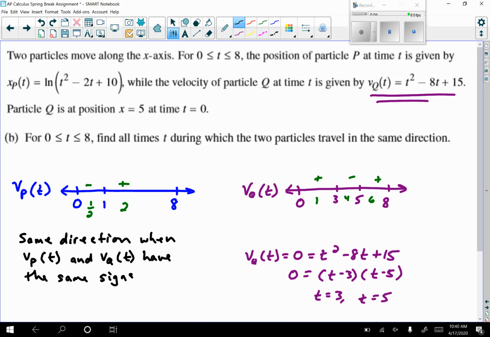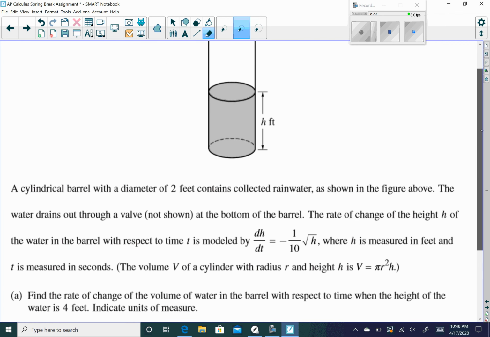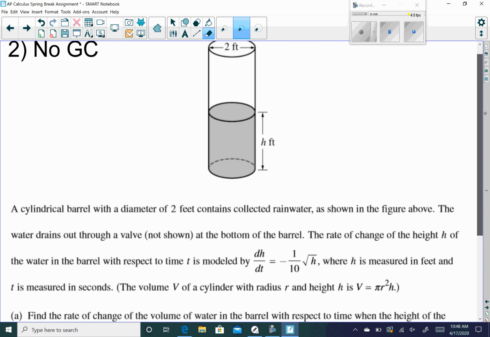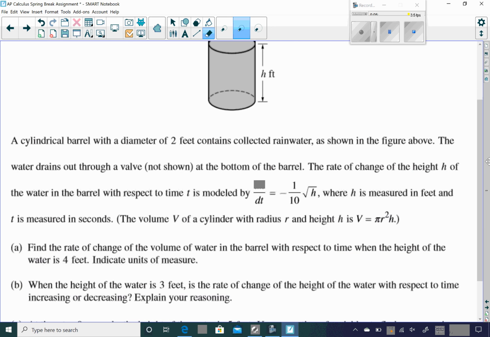All right, so our second problem, we're given a cylindrical barrel, gives us our diameter of 2 feet, and we are given dH over dt, so that's the rate of change of the height of water in the barrel with respect to time. And again, we're given an expression, not just a direct number here. And the unit of measure, H, is measured in feet, and T is measured in seconds. We're also reminded of what the volume of a cylinder formula is.